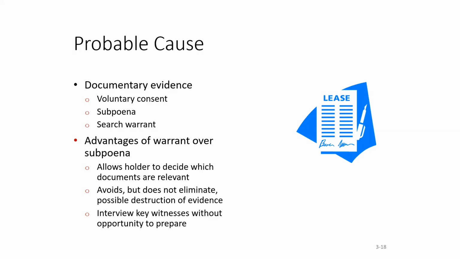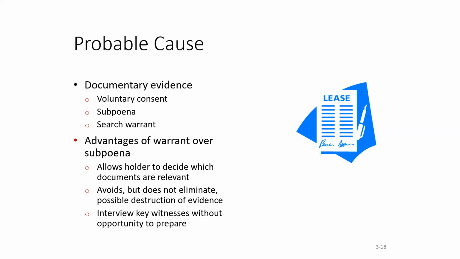One disadvantage or problem that happens with search warrants is that if they're not documented well enough, then they could be challenged as lacking specificity, that they're not specific enough. Advantages of warrants over subpoenas, again, allows the holder to decide what is relevant. The subpoena lets the person who's giving the things decide, so they could hold stuff back.